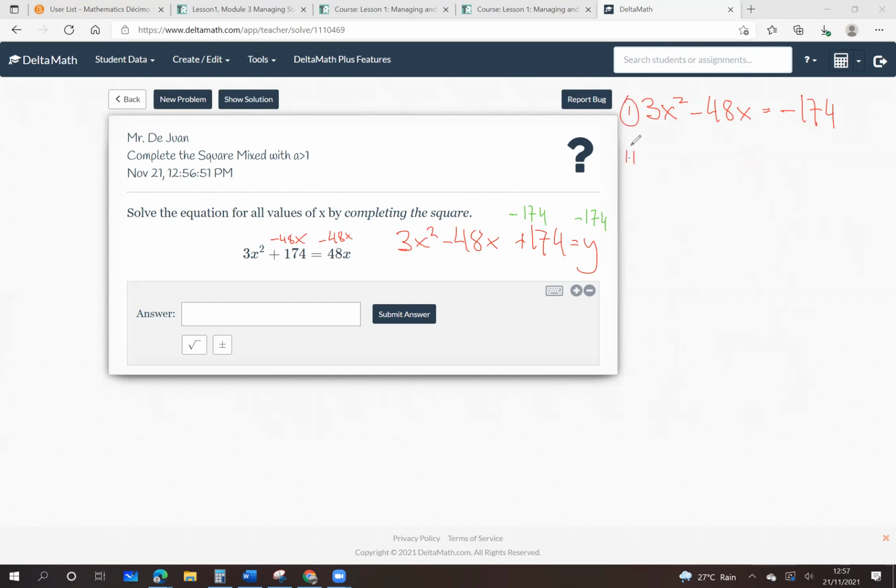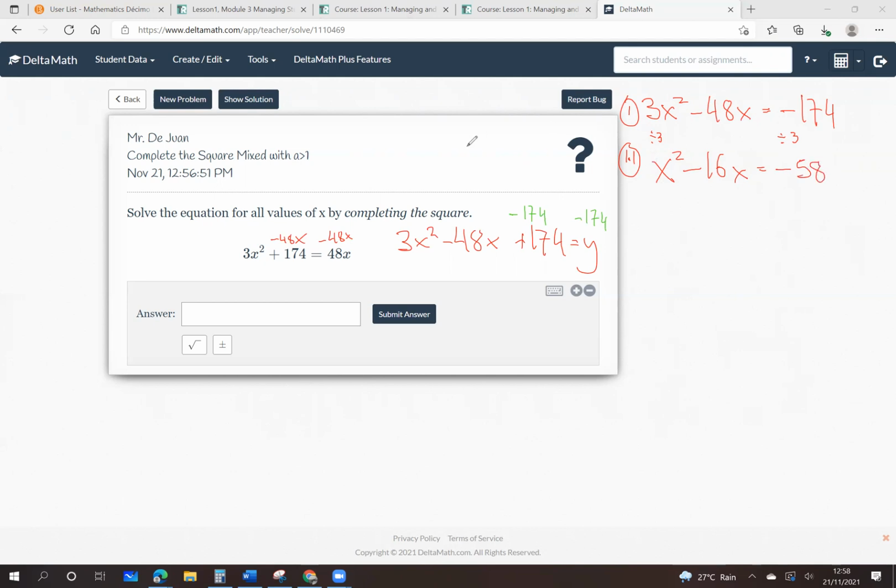Now, step 1.1. I'm now going to divide both sides by 3. That's going to give me x squared, 48 divided by 3, it should be negative 16x equal to 174 divided by 3, negative 58. Okay, there we go.